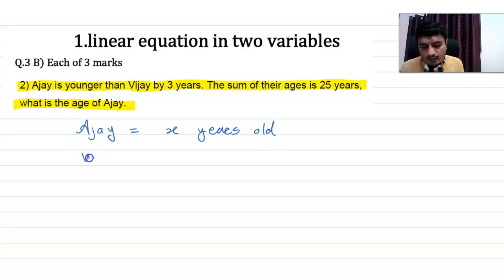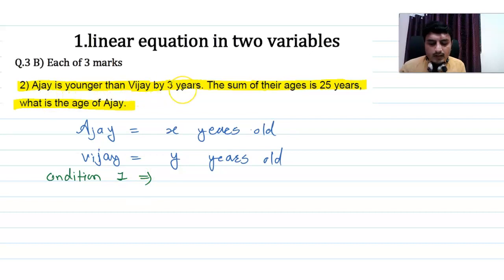and Vijay is y years old. So now as per the first condition, we have Ajay is younger than Vijay by 3 years. That means the age of Ajay is y minus 3.